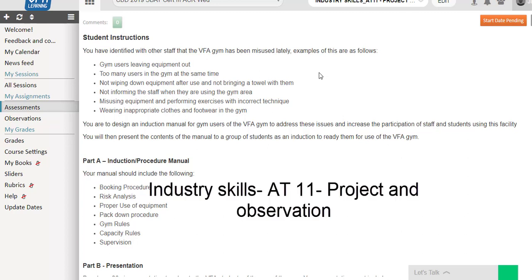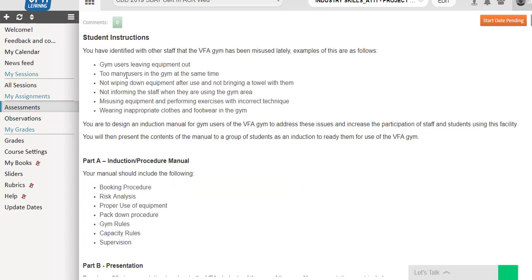In this task, you're going to be looking at the VFA gym. So the task states that the VFA gym has been misused, and it gives a number of examples of how it's being misused. You need to put together an induction/procedure manual for the user groups. Now, user groups for the VFA gym would include the teachers, the students using it, and personal trainers that might be using it as well.